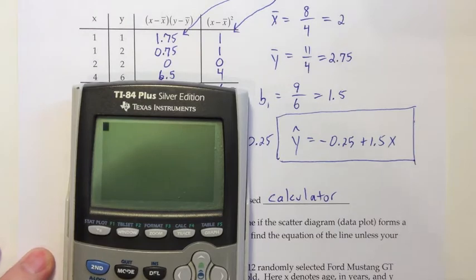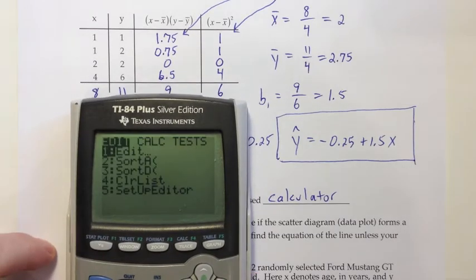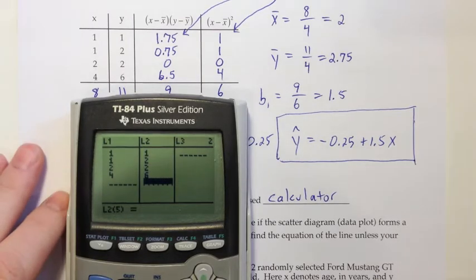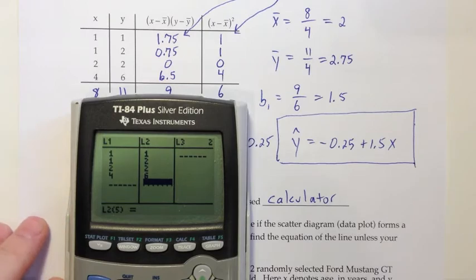So I'm going to go ahead and start out by entering the data. So stat and then edit, and my lists are empty, so in L1 I'll put 1, 1, 2, and 4, and in L2 I'll put 1, 2, 2, and 6. So I've got my data in there. Then I'm going to essentially just let the calculator take over the rest.